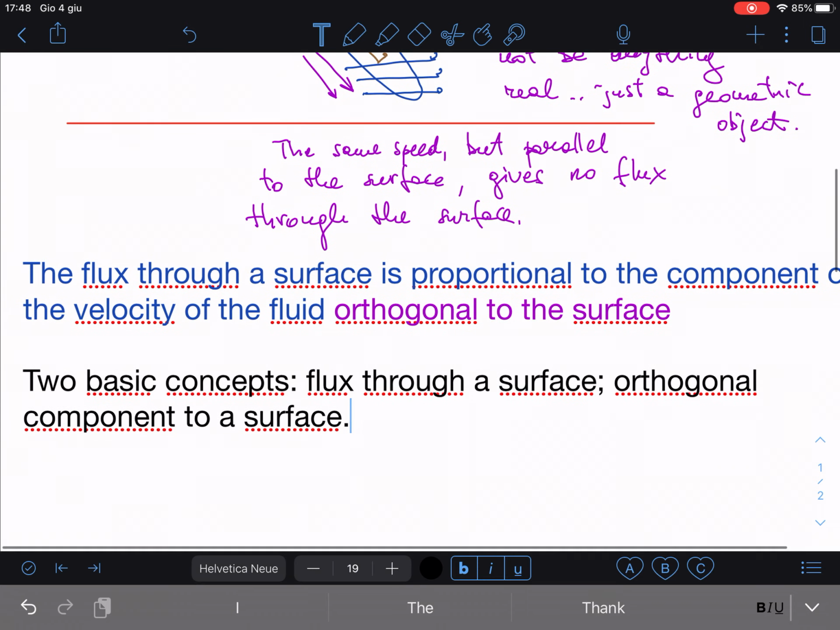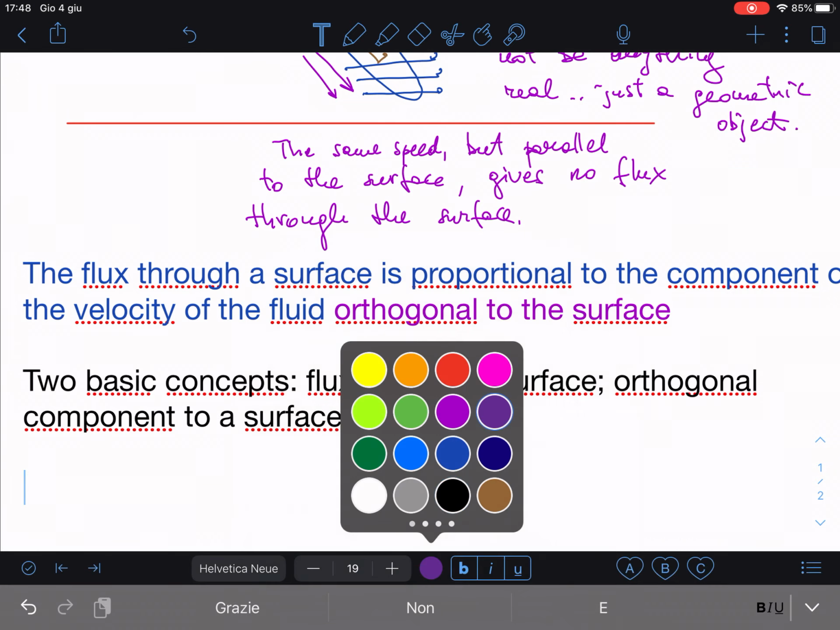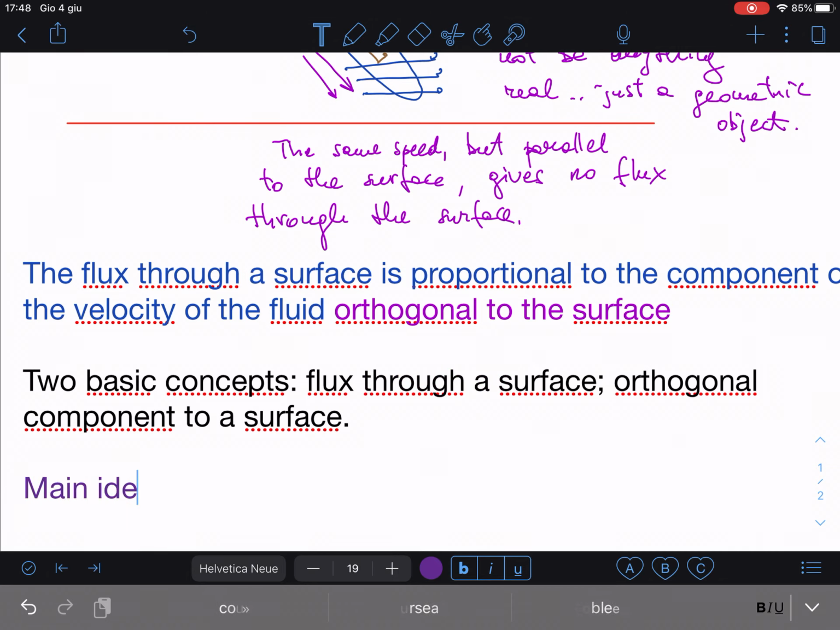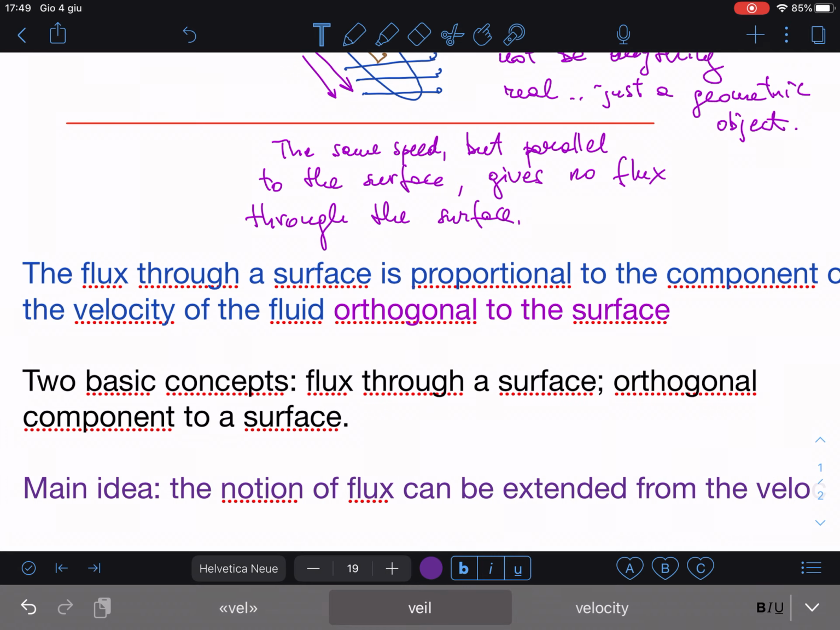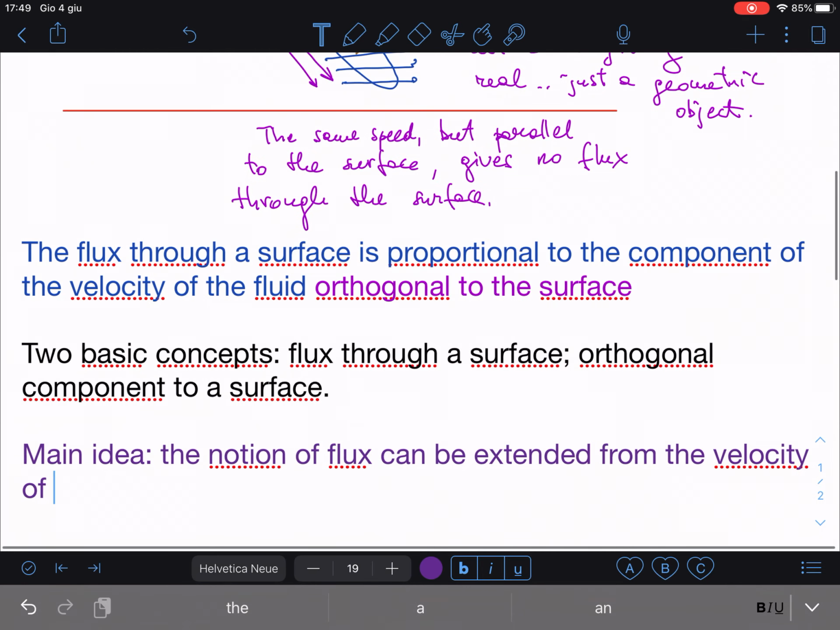Here I want to pass to the flux, and the main idea I now want to introduce is that the concept of flux, the notion of flux, can be extended from the velocity of a fluid to every vector field.